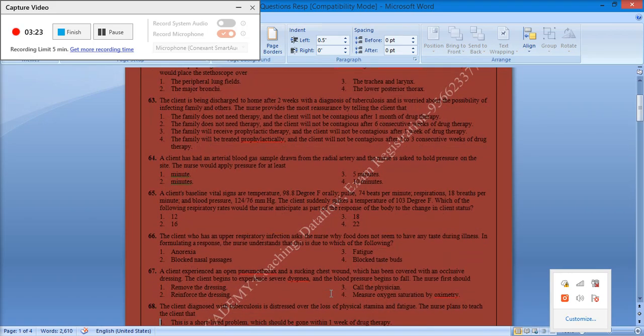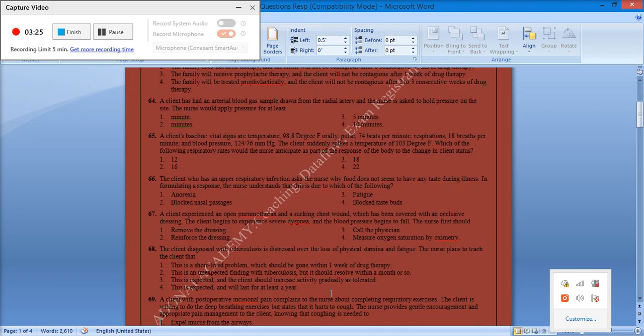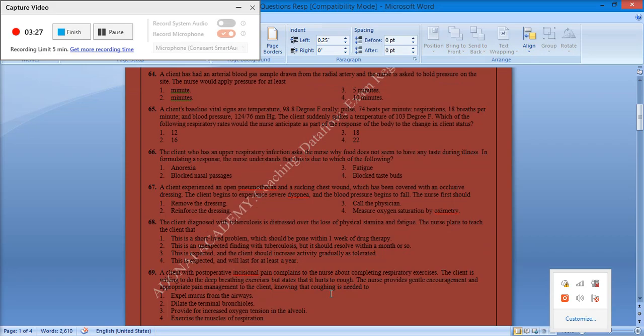66. A client who has an upper respiratory infection asks the nurse why food does not seem to have any taste during illness. In formulating a response, the nurse understands that this is due to which of the following? 1. Anorexia. 2. Blocked nasal passage. 3. Fatigue. 4. Blocked taste buds. The correct answer is 2. Blocked nasal passage.